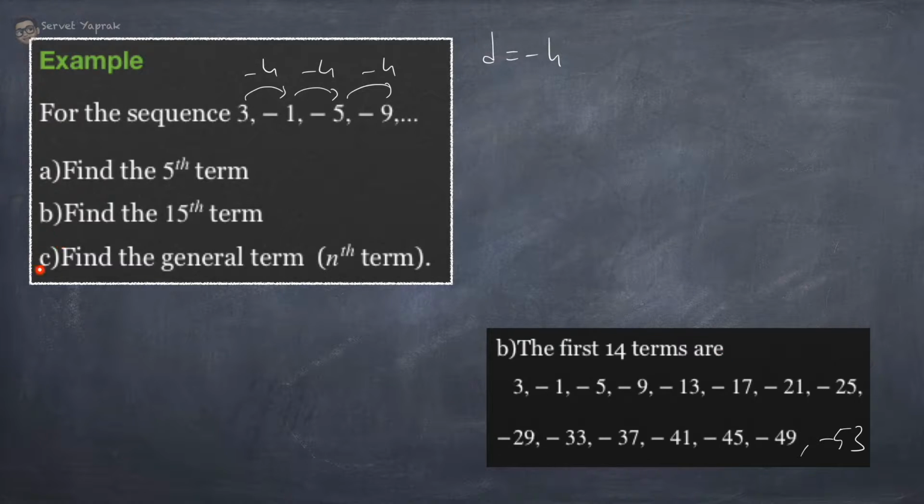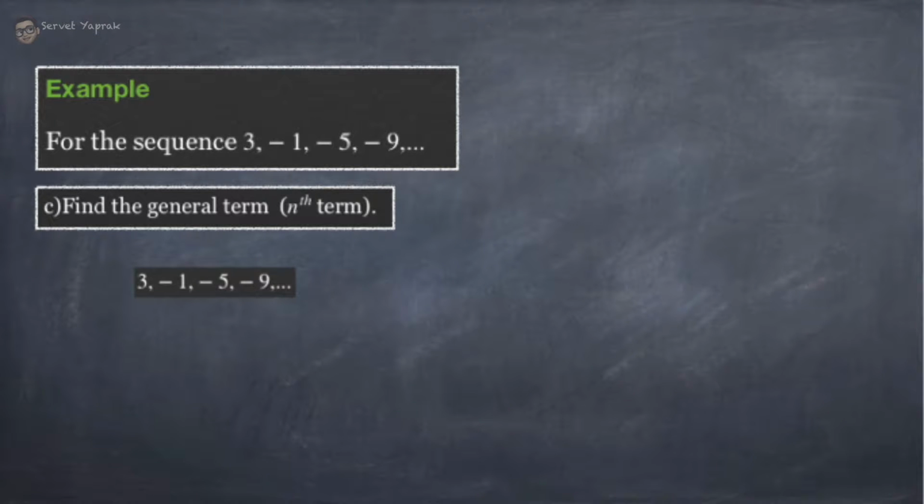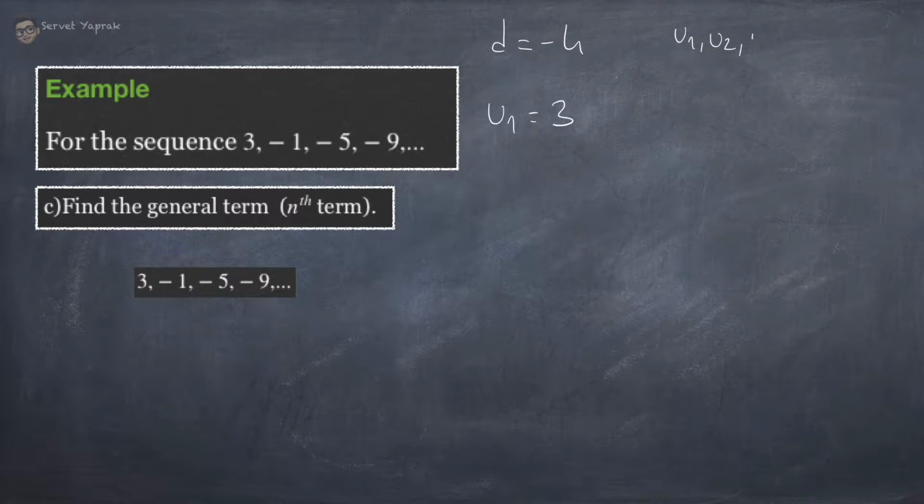So part C is about that formula. It is called the general term or nth term. To develop this formula, we need two pieces of information. First one is the common difference d. We already found out that it is -4. The other information we need is the first term. Our first term is 3. I will write u1 equals 3 because IB represents every term by u. So u1 is the first term, u2 is the second term, u3 is the third term, and un is the nth term. So we want to find un in this sequence.